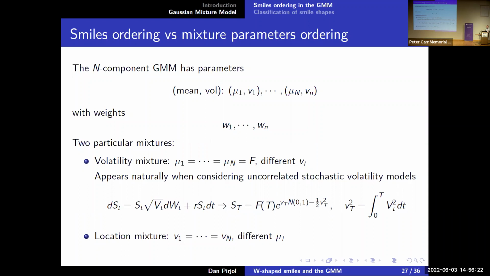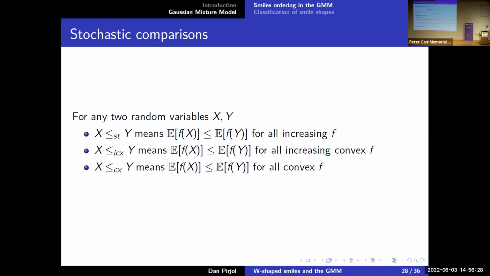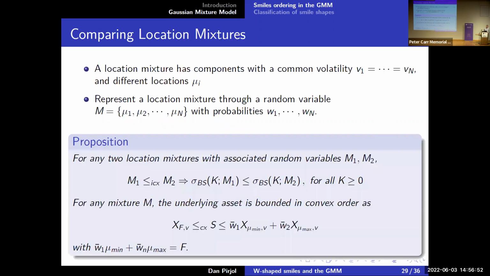Or you could have location mixtures where the volatilities of the components are all the same, but their means are different. So here we can make stochastic comparisons. I'll remind you of inequalities in stochastic order: increasing convex order and convex order. We say that two random variables are ordered in each sense if the expectations of appropriate functions satisfy these inequalities. So here's a typical result we get.